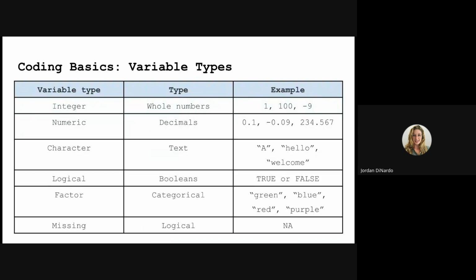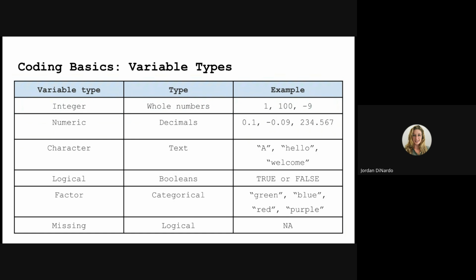Okay, so now we're zooming all the way in and talking about variable types. I've been speaking about some of these, like numeric or character, but let's work through these. There are a number of different variable types. First one being integer, which are whole numbers. So that will be like 1, 100, -9. And that differs from numeric, where you'll see more decimals. So we'll see 0.1, -0.09. These are numeric. You will never find integers with decimal places here.